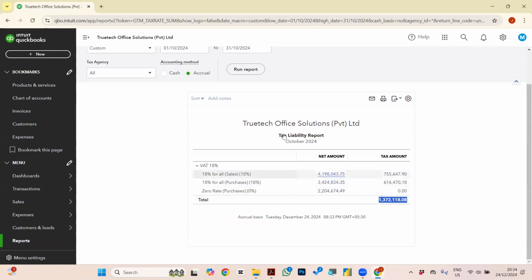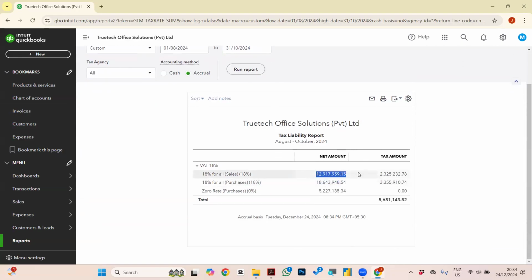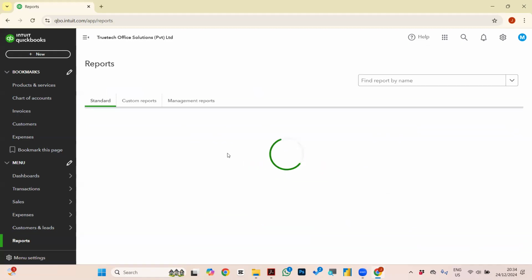So this is the amount we have to pay for the month of October, but we already have some extra value that we paid on the purchases. I'll show you from the beginning, 1st of August till 31st October. If you run it, you'll understand. Total, you see here, sales 12 million, but purchases 18 million. That means we don't have to pay the government. The government actually owes us. So we don't have to pay anything to the government at the moment. When the sales amount becomes higher than the purchases, in that case, we can pay the government. Okay, that's it about the tax.